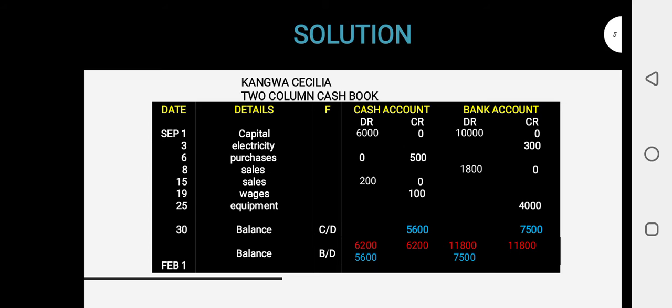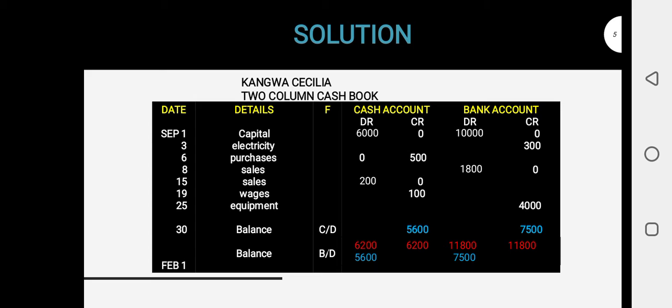So we are seeing that on the 1st of September, we had capital of how much in the cash account? 6,000, which we've debited as earlier mentioned. Same as the bank account, we have debited the 10,000. Now, we come down to electricity, which was on the 3rd. Electricity was paid by check, meaning the bank account was affected.